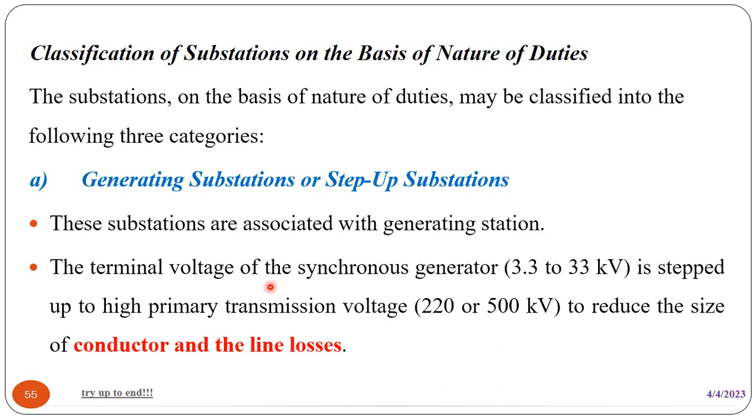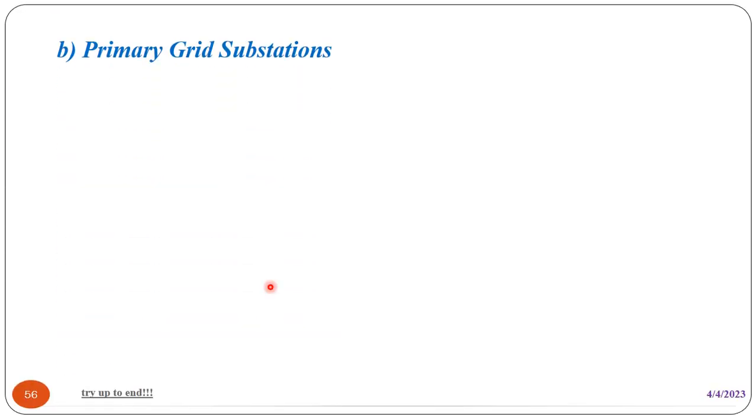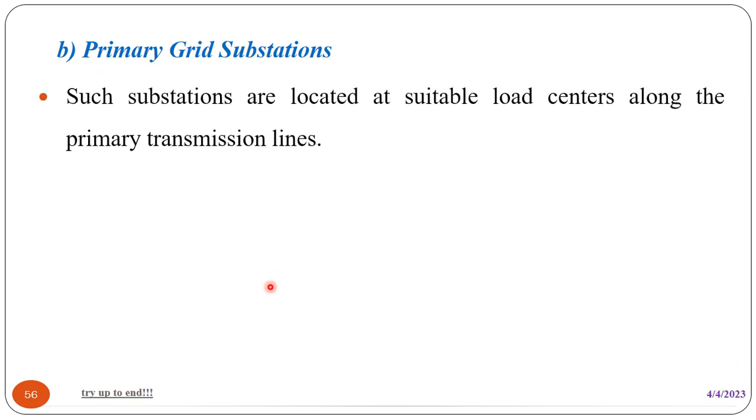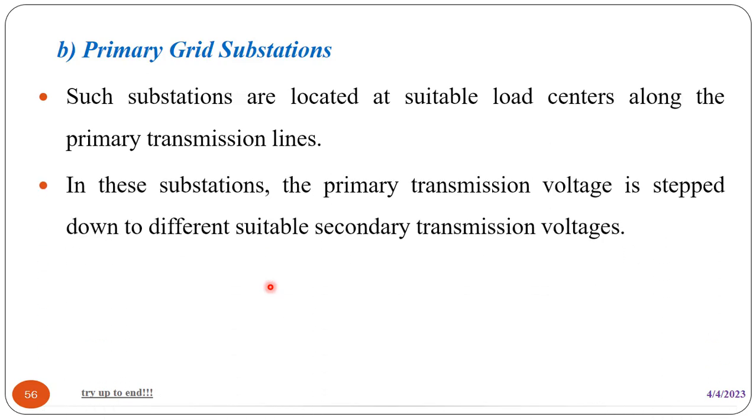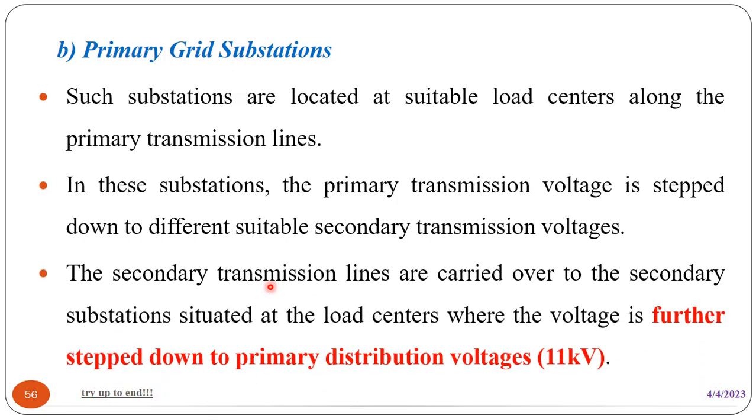Line loss and conductor size are reduced because, as the voltage level is higher, the current level is lower, and so the cross-sectional area of the conductor can be smaller. Then the primary grid substation: such substations are located at suitable load centers along the primary transmission line. In this substation, the primary transmission voltage is stepped down to different secondary transmission lines. The secondary transmission lines are carried over to the secondary substation situated at the load center, where the voltage is further stepped down to primary distribution voltage.